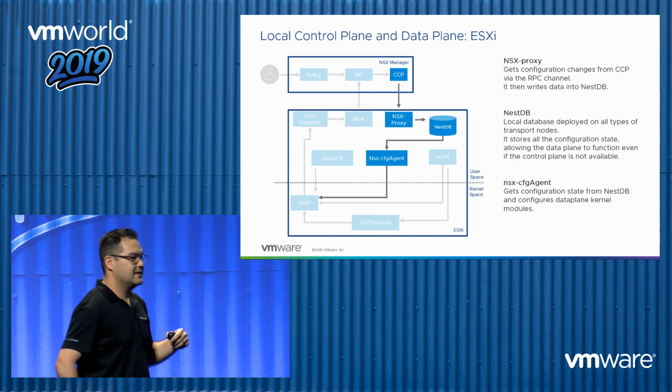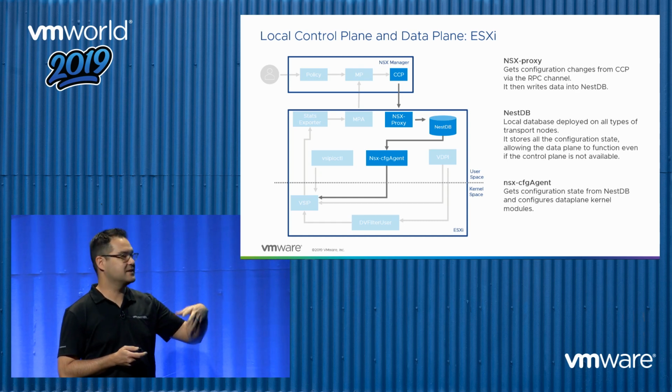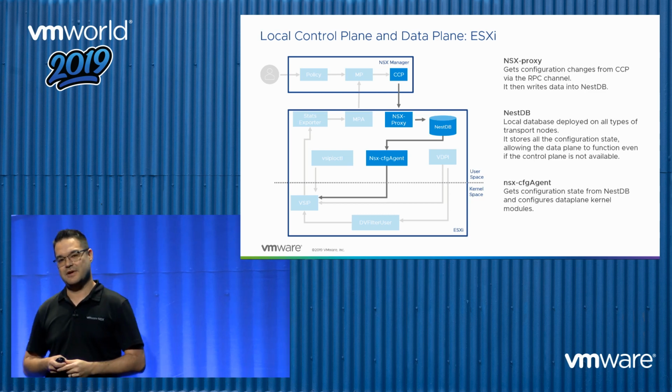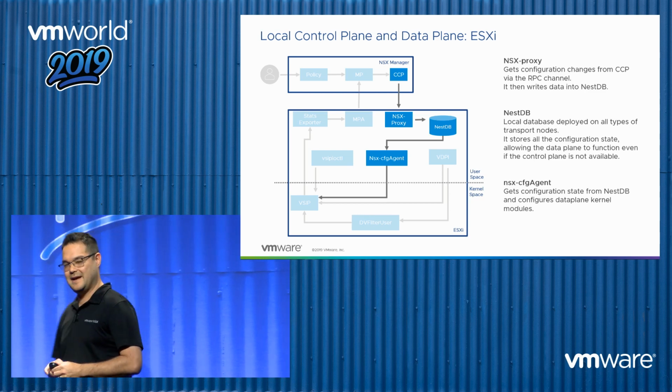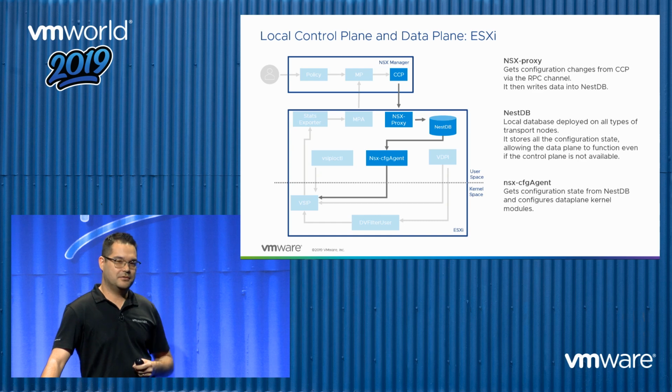And the reason for that is that we want the transport node to have a configuration cached locally so that in the event that the control plane disappears or the host wants to run headless, or you're running it in headless mode, or during a reboot, so when the server actually reboots and it comes up, it can read from the local cache.